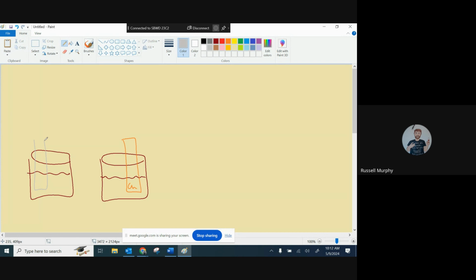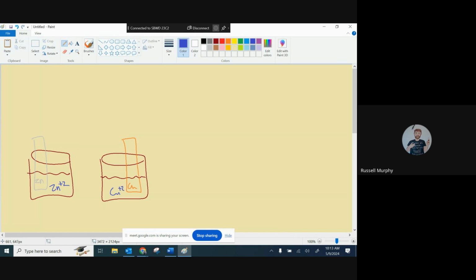I like being able to work in colors. This is fun. And so our solutions are probably copper solutions and zinc solutions or something similar to that. We have these solutions. This is probably a zinc solution, and this is probably a copper solution.